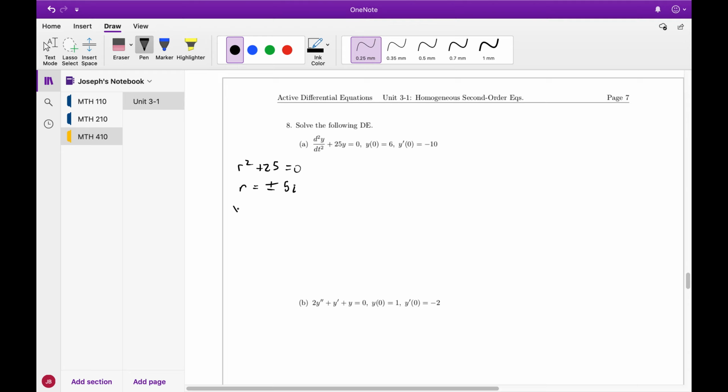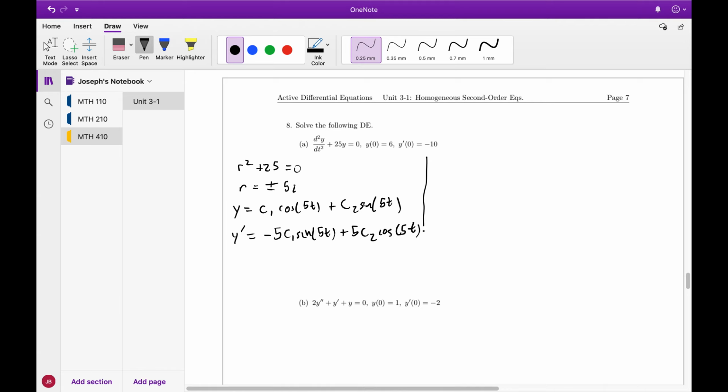And so that tells us now that y equals c1. Well, there's no real part, so it's e to the 0t, which is just 1. So we just get c1 cos 5t plus c2 sine 5t. And you'll notice that just like the last videos, we're going to need y prime, so we better find that now. It looks like we're going to get minus 5 c1 sine 5t plus 5 c2 cos 5t.